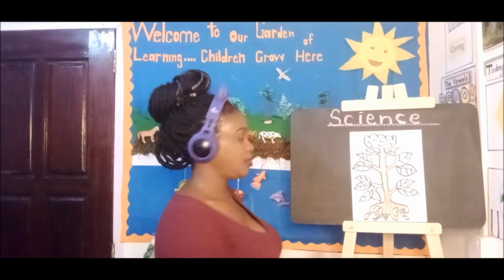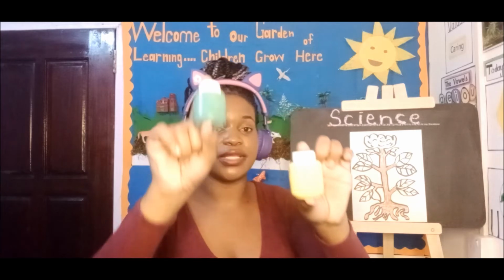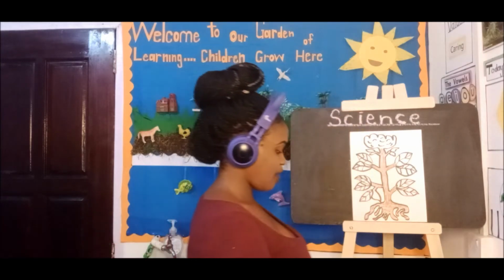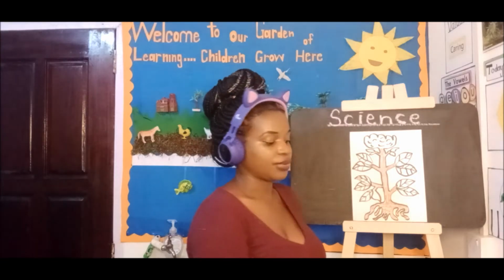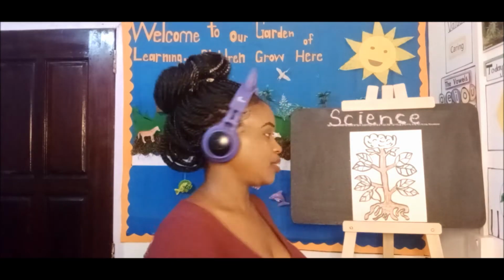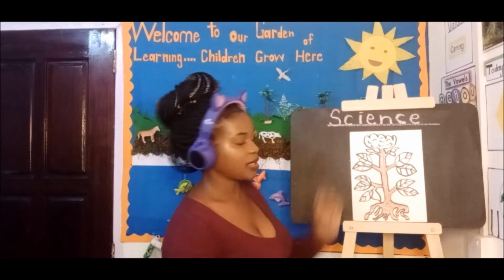Now let's do some work. Today we will be painting a plant. And I have my paint here. What color is this? Green, and this one is yellow. And I also have my paintbrush. Okay? Alright, so guess what we're going to do? You're going to tell me what color to paint the leaves in.